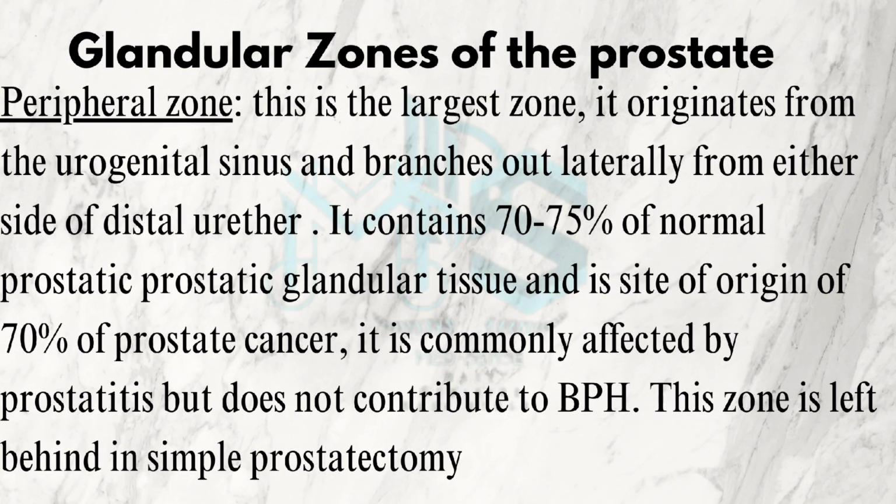Now, this is the largest zone and it originates from the urogenital sinus. It branches out laterally from either side of the distal urethra. It contains 70 to 75% of prostatic glandular tissue. Take note of this, the amount of prostatic glandular tissue it contains, and it is the site of origin for 70% of prostate cancer. Very important too.